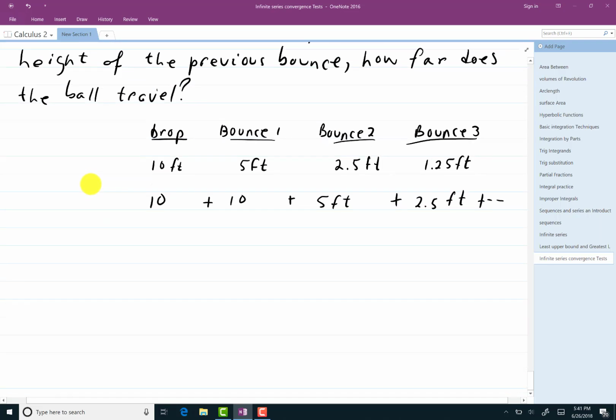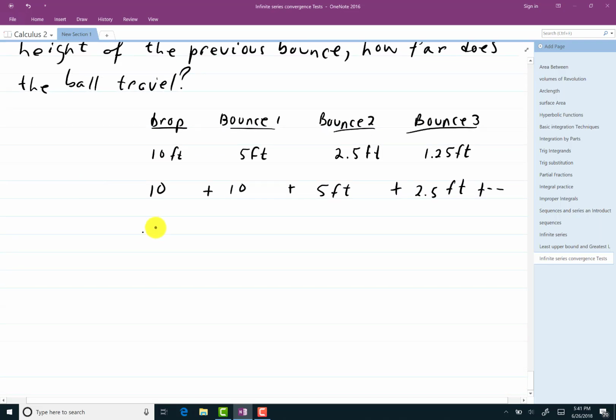Can I come up with a series for this? Well, I have the 10 there. Let's see what happens here then. I could go k equals 0 to infinity. I'll have the 10, but then each time I want to multiply it by 1/2 to the k power. Let's see if that actually works and gives me what I want.